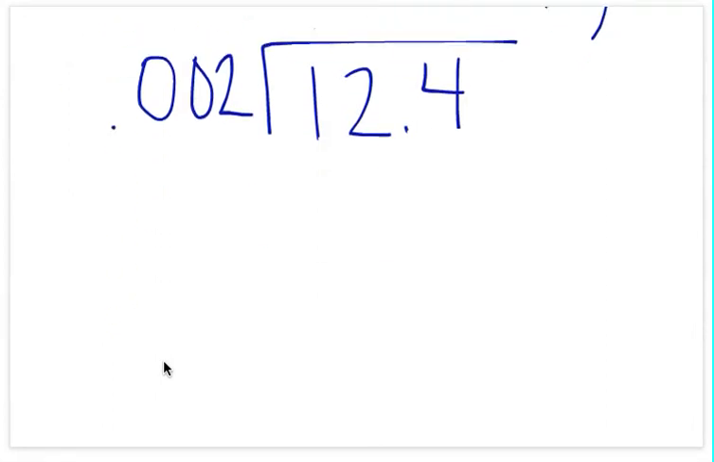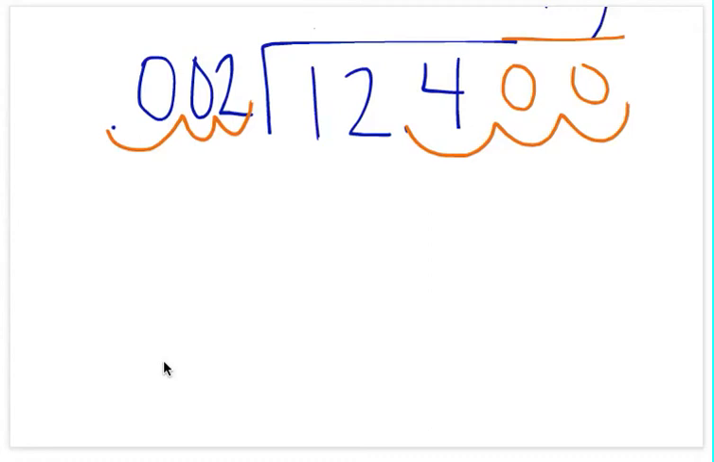Okay. All right, so now I have to move my decimal place because I need to divide by a whole number. So 1, 2, 3. So I moved that 3 spaces, so I need to move that 1, 2, 3. Essentially, what we are doing is we are taking this 0.002 and multiplying it by 10, 100, 1,000, right? Because that's going to move it 3 decimal places. And if I take 0.002 and multiply it by 1,000, I get 2. Okay? So if we multiply the 0.002 by 1,000, we have to multiply the 12.4 by 1,000.